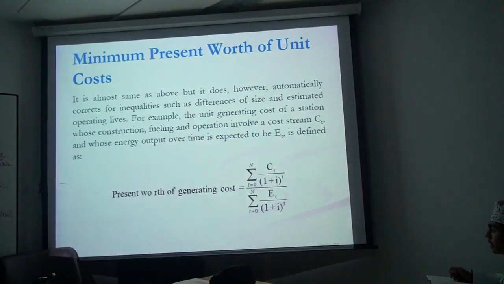So are they all calculated at the present time? They are all calculated at the present time. You are discounting all costs and bringing them to present value at zero time, and also energy at present time, and then cost per kilowatt hour will give us the cost which we can compare easily. Okay, unit cost. Clear?